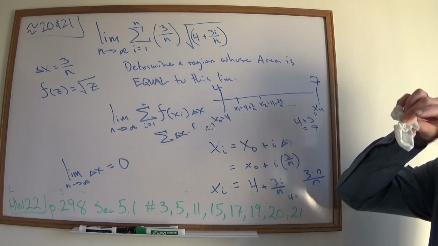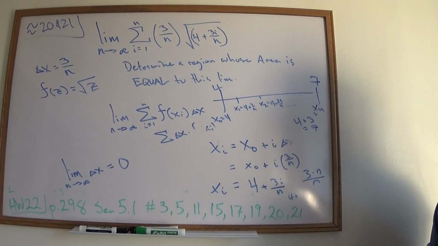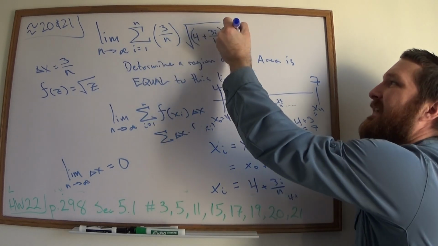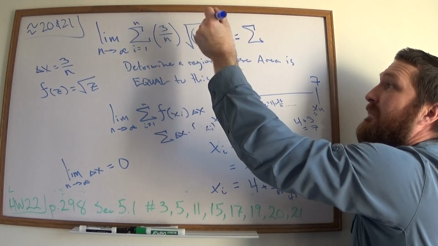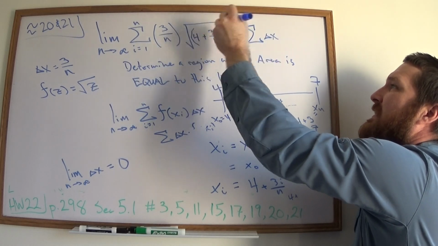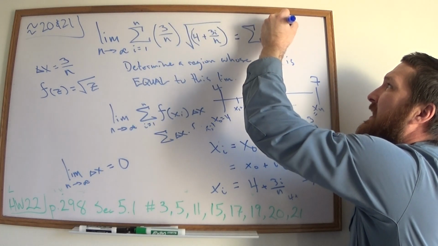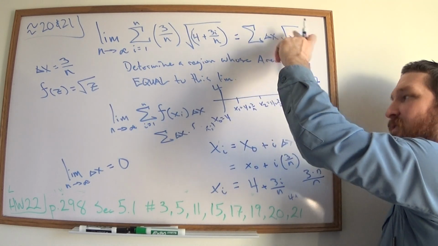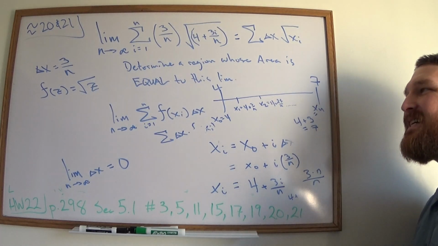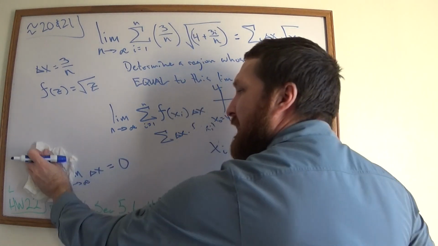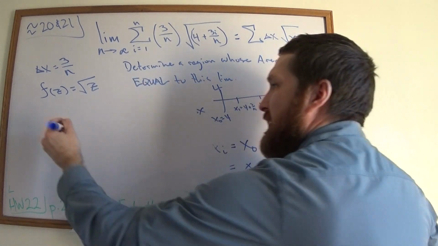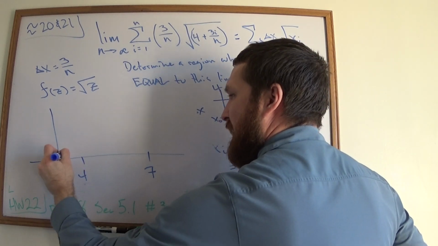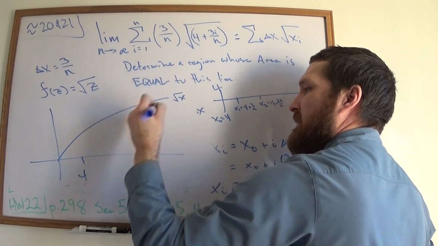And what function is it? Square root. Right, the square root, because here's your delta x, there's your f of xi. So it must be the case that your f is square root. And so the region whose area is equal to that limit is just from 4 up to 7, and it's under the curve root x.